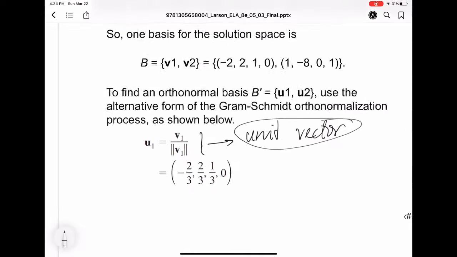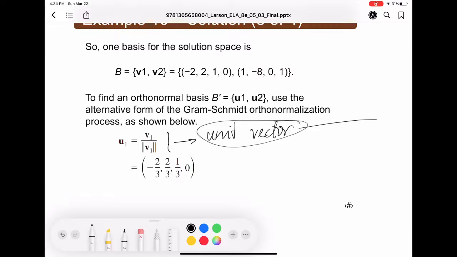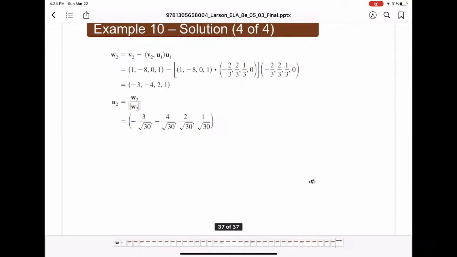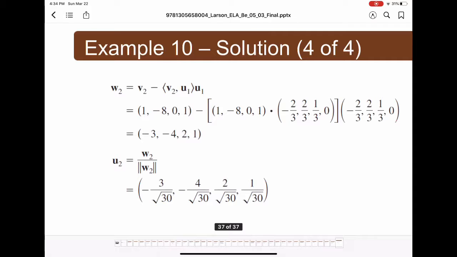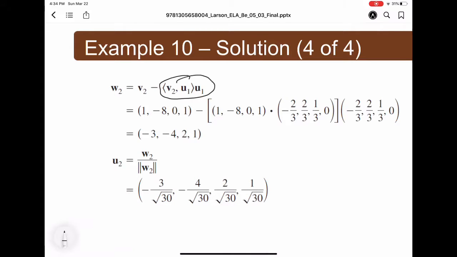And since U1 is a unit vector, they can make V2 easier. So the orthogonal projection, you see, is almost the same. But in the orthogonal projection formula right here, they don't have to divide by the norm of U1 because the norm of U1 is already 1. Make sense? But in my experience, we don't have to do that.